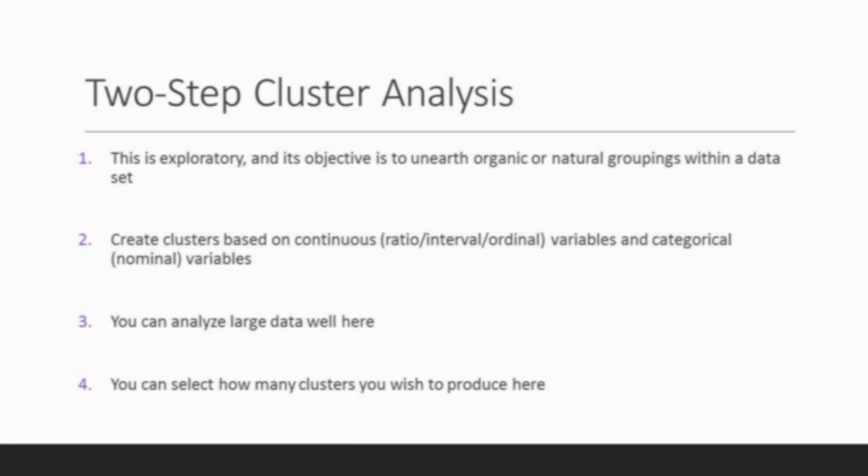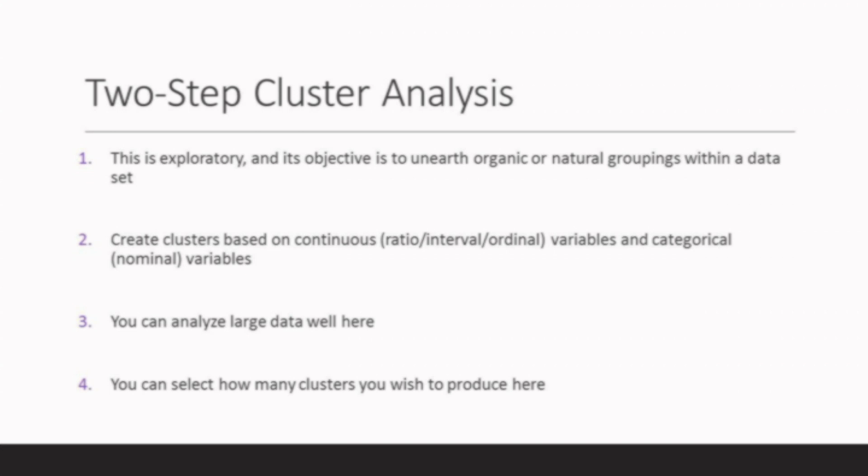With k-means, you are able to set the amount of clusters that you may want. You might be able to do that with 2-step cluster analysis. I'd have to double check that. But here, we are able to use any kind of variable, which is really, really attractive. We have our 1 to 5 scaled variables, right? Ratio, interval, ordinal, and then categorical nominal variables, right? Our nominal variables are sex, gender, employment. It could be race and ethnicity, right? So we're able to use all of those things here. We can analyze large data sets here as well, and we can determine how many clusters we wish to produce here.